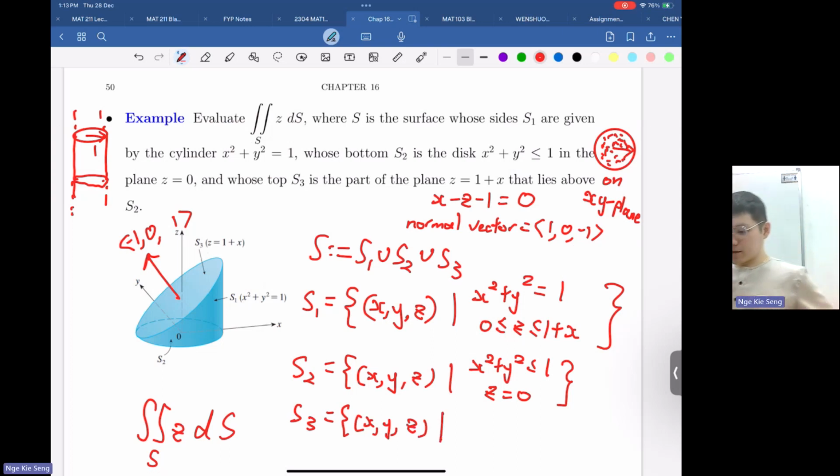S3 is a bit interesting. So what is S3? z equals 1 plus x. Then how do you control your x and y? Still a circle? Hmm. How to describe this?